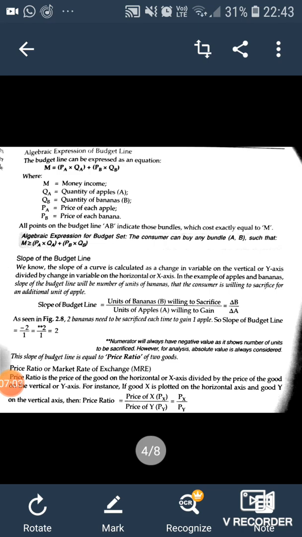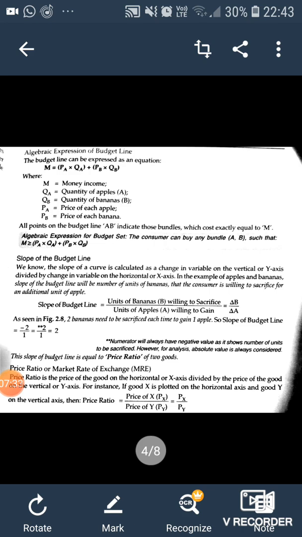What is the sacrifice? For 2 bananas, we need to sacrifice each time in order to gain 1 unit of apple. So 2 upon 1. A negative sign is sacrifice, so we ignore the negative sign. The value we get for the slope of the budget line is 2.